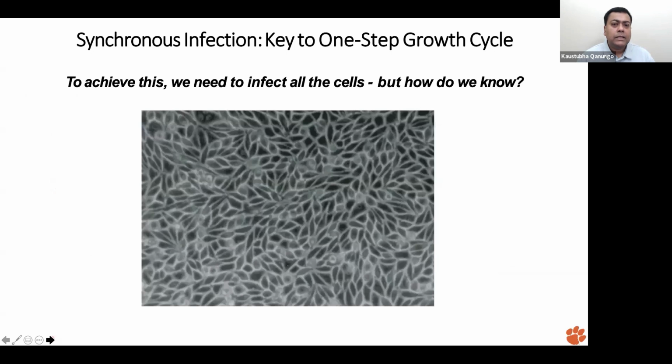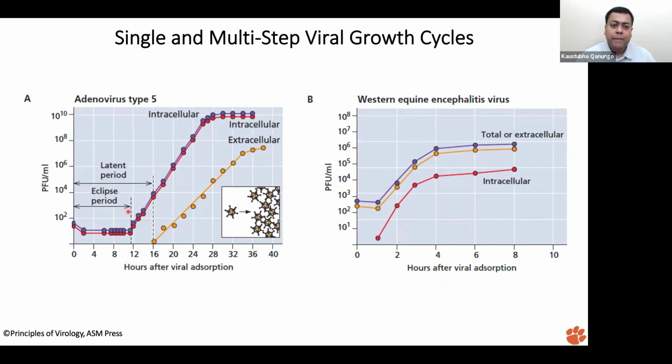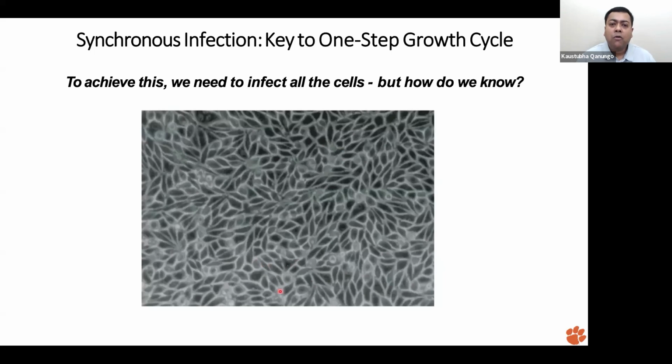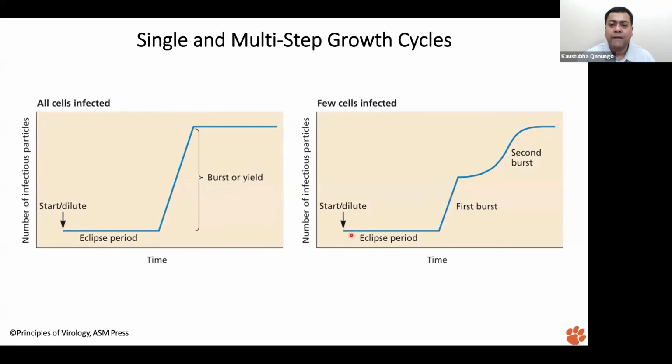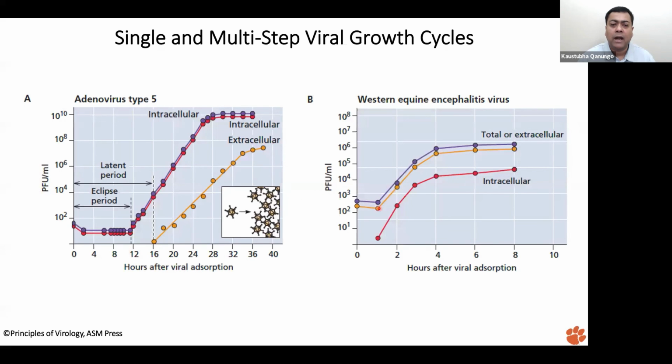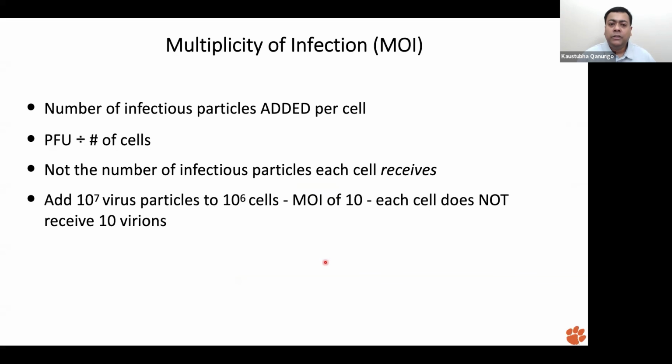All right. So to do this, basically, we are looking at the synchronous infection that we talked about, and how we do this synchronous infection. All these experiments need a synchronous infection, particularly for the one-step growth curve that we have seen. So here, there is a new term, the multiplicity of infection: the number of infectious particles added per cell, or plaque forming units over number of cells, not the number of infectious particles each cell receives.